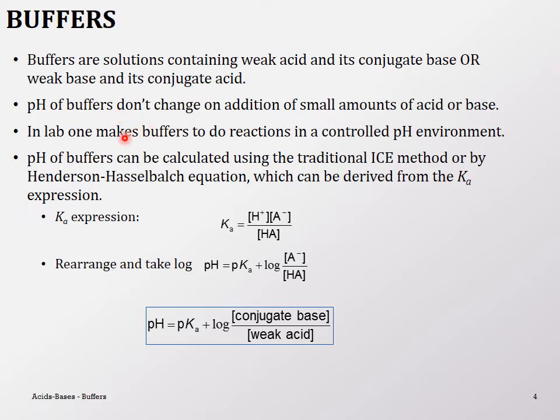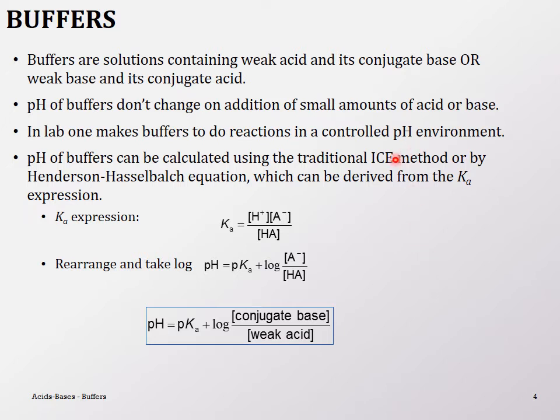So what we do in lab is make buffers to do reactions in a very controlled pH environment. For example, our body is a whole buffer. If you want to see reactions happening in natural conditions, then you may want to make buffers which mimic our blood conditions, because blood is the biggest buffer in our body.